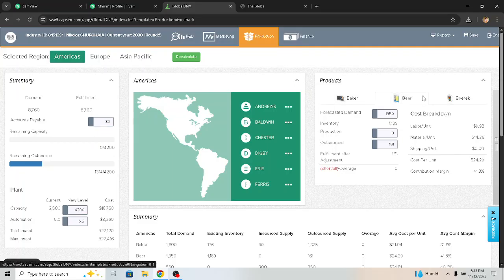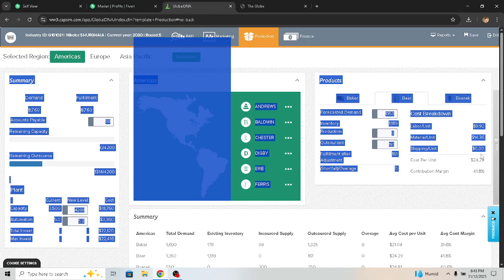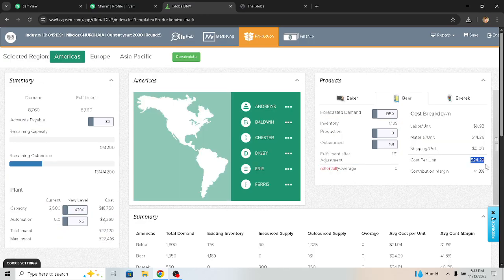We go to the next product, which is Beer. We had a forecasting demand of 1,350 and we had inventory of 1,189 units. So we factored in the inventory and we are only remaining with 161 units. So we opted for outsourcing the 161 units. And here you realize that the cost for outsourcing is 24.29 per unit, and we have a contribution margin of 41.8%, meaning we are making profits.